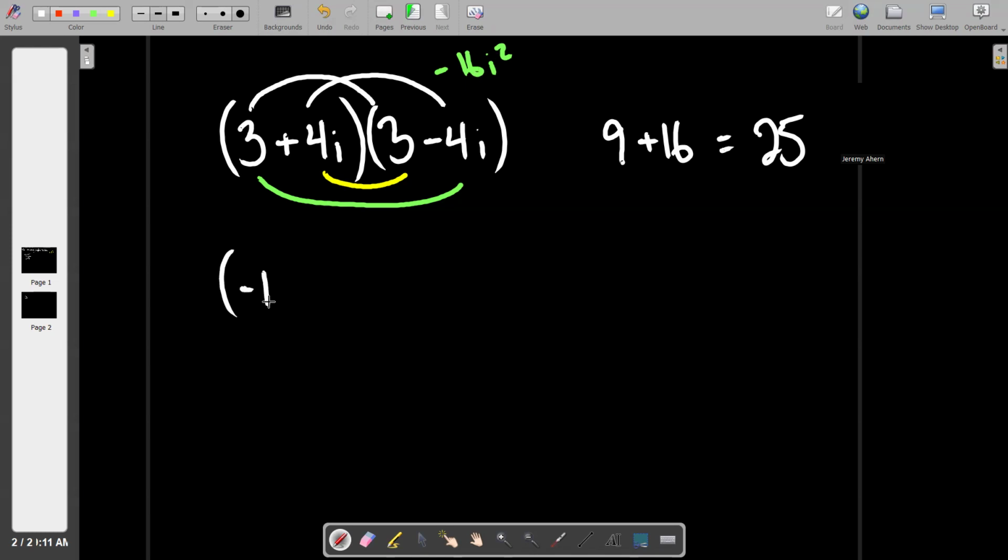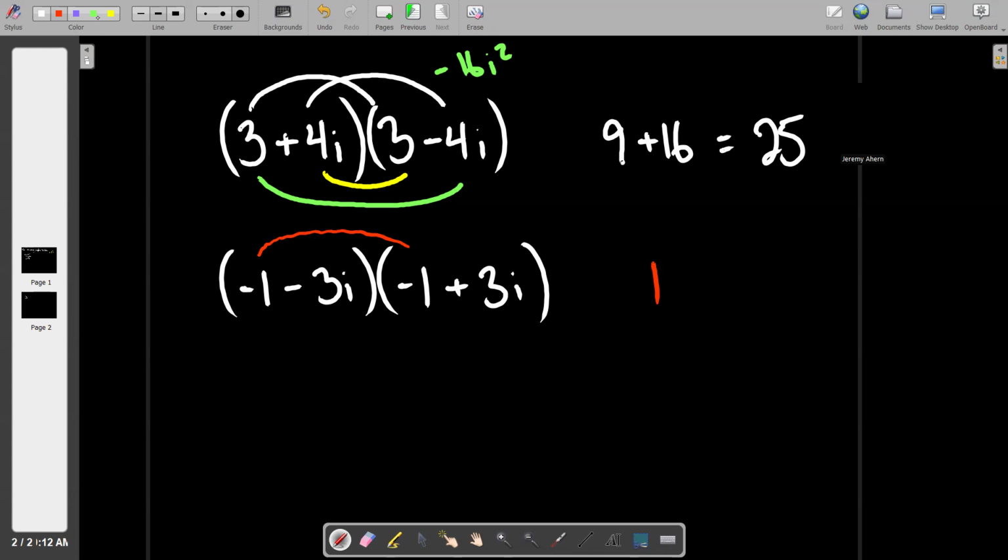What if I gave you -1 minus 3i? What's his conjugate? -1 plus 3i. Good. You don't change the number in front. You only change the verb in the middle. The plus becomes a minus or the minus becomes a plus. And because they're conjugates, the work is really quick. What is -1 times -1? 1. And what is 3 times 3? 9. And what is 1? It's not negative.